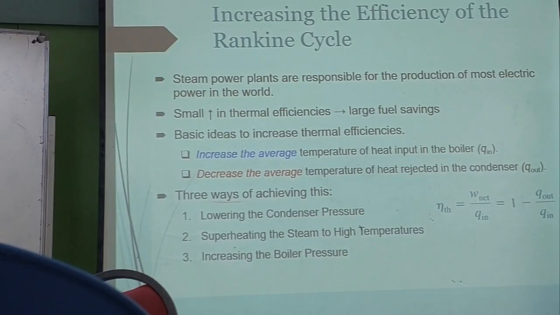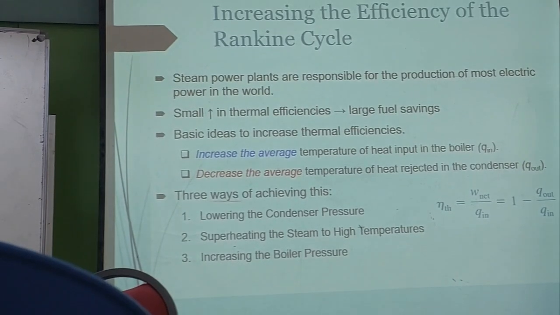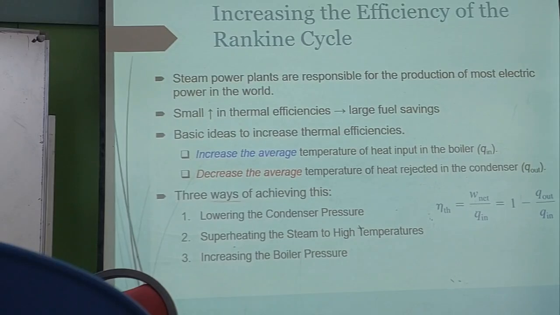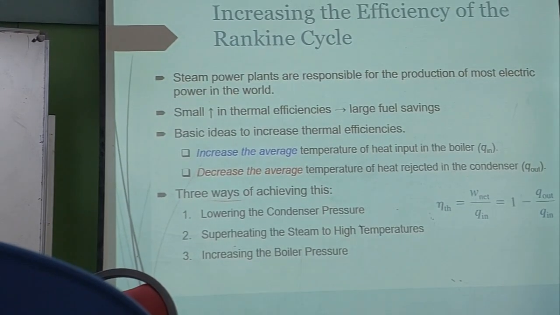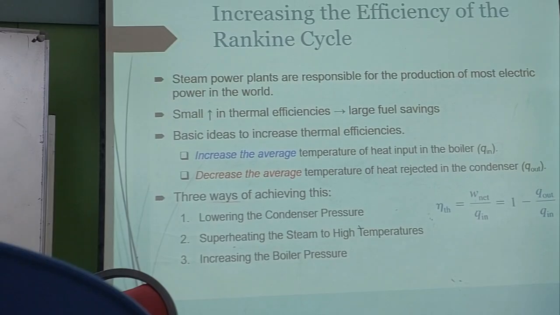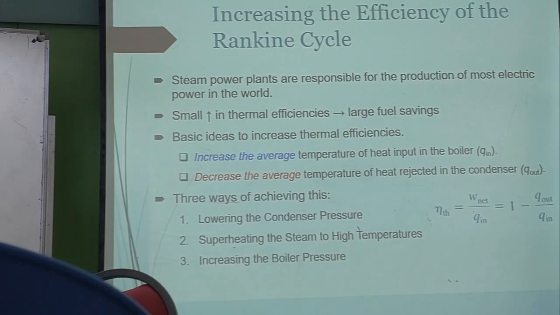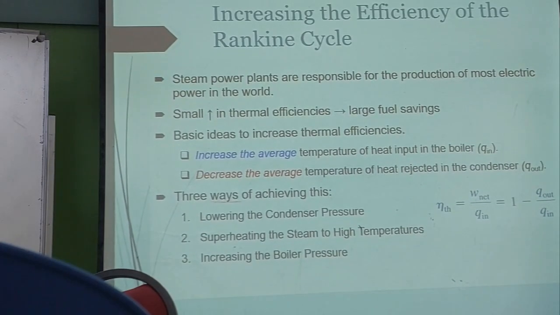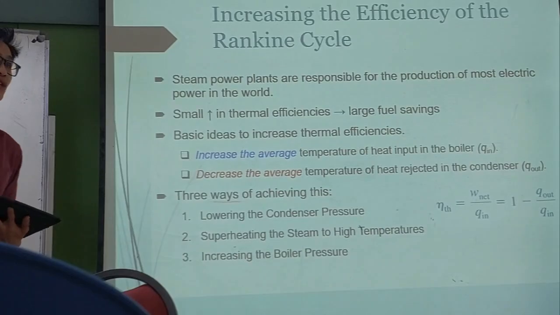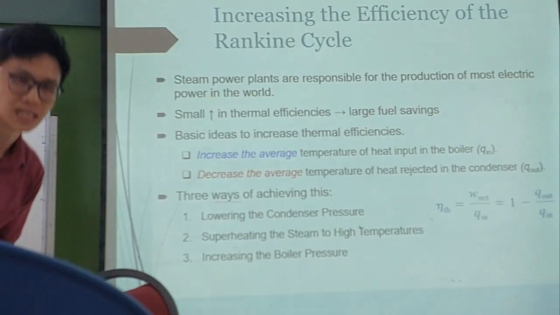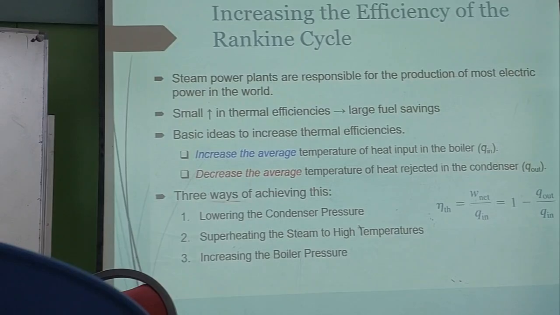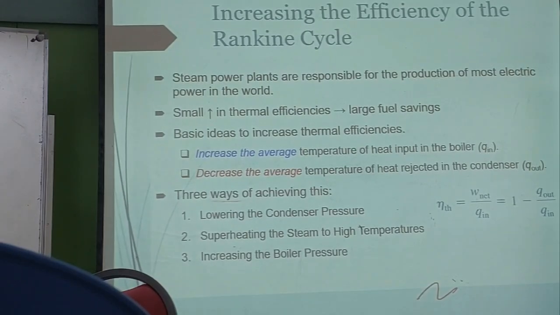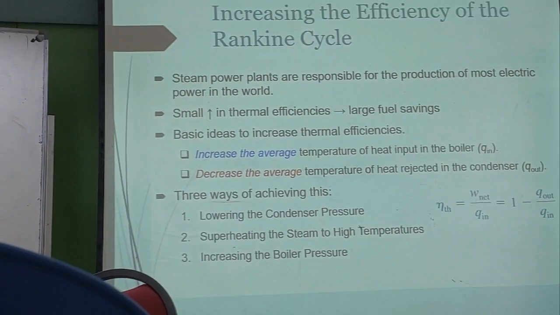So two basic ideas on how we can improve the efficiency of the ranking cycle. The first one, increase the average temperature of heat input in the boiler. And the second is to decrease the average temperature of heat rejected in the condenser. Basically, what we are trying to say here is this. Let's come back to this.